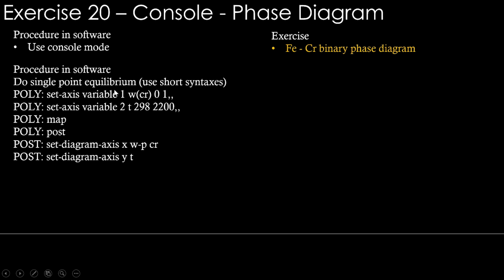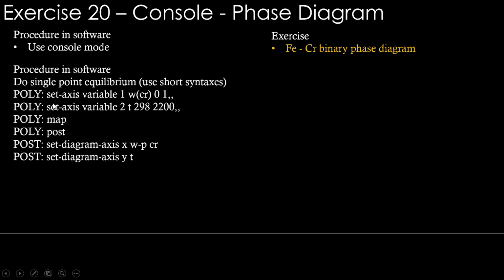Now do single point equilibrium, using the short syntaxes given here. Basically we are going to use some short forms of syntaxes, and once we have done the single point equilibrium calculation, then we can set axis variables 1 and 2. 1 will be the composition of chromium, the mass fraction of chromium going all the way from 0 to 1. And what is this double comma, I will explain.